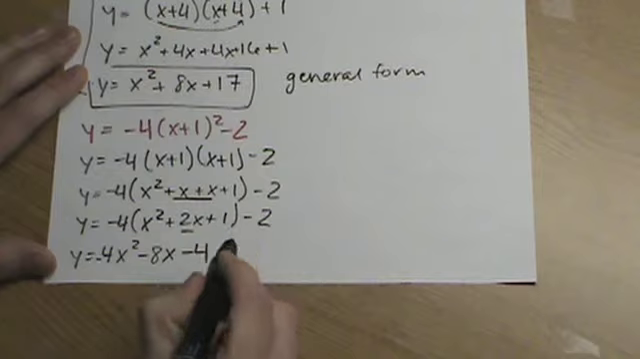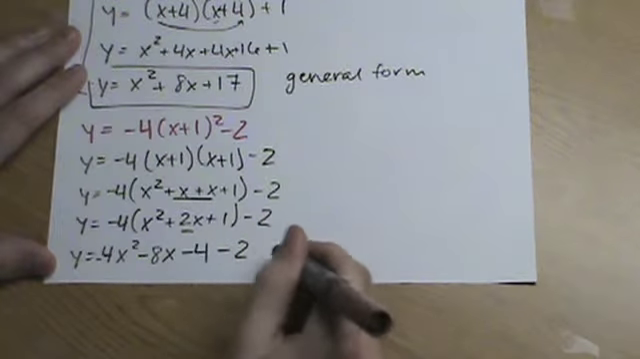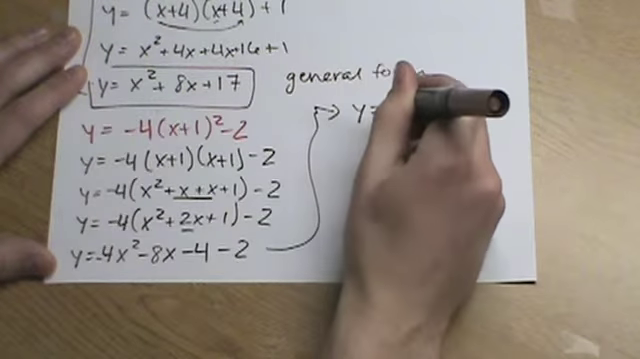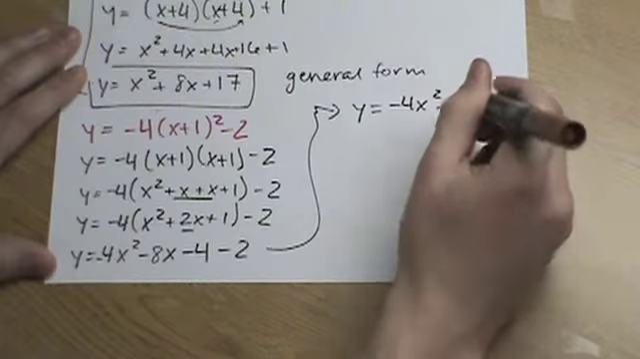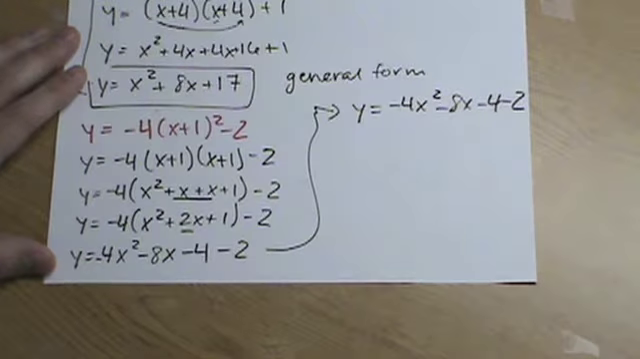And then we have this minus 2 at the end. Alright, now bear with me. I'm just going to take this whole equation and move it right here. So I'm going to write y equals negative 4x squared minus 8x minus 4 minus 2. So, same equation, I just moved it up a little bit so we can see all of it.